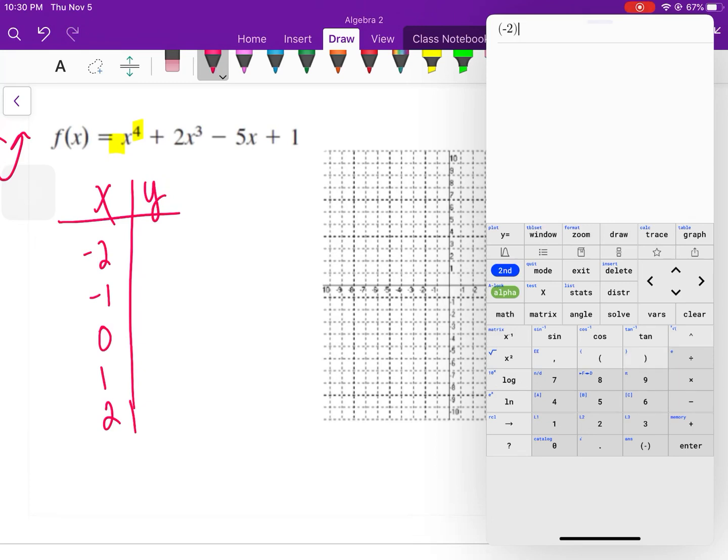So I have -2 to the 4th power, so I'm going to have to use this little caret for the 4th power, and then +2, and then -2 to the 3rd power, minus 5 times -2 plus 1. Oops, that's not right. Here I have to go out of the exponent. Minus 5 times -2 plus 1. 11. That sounds better.